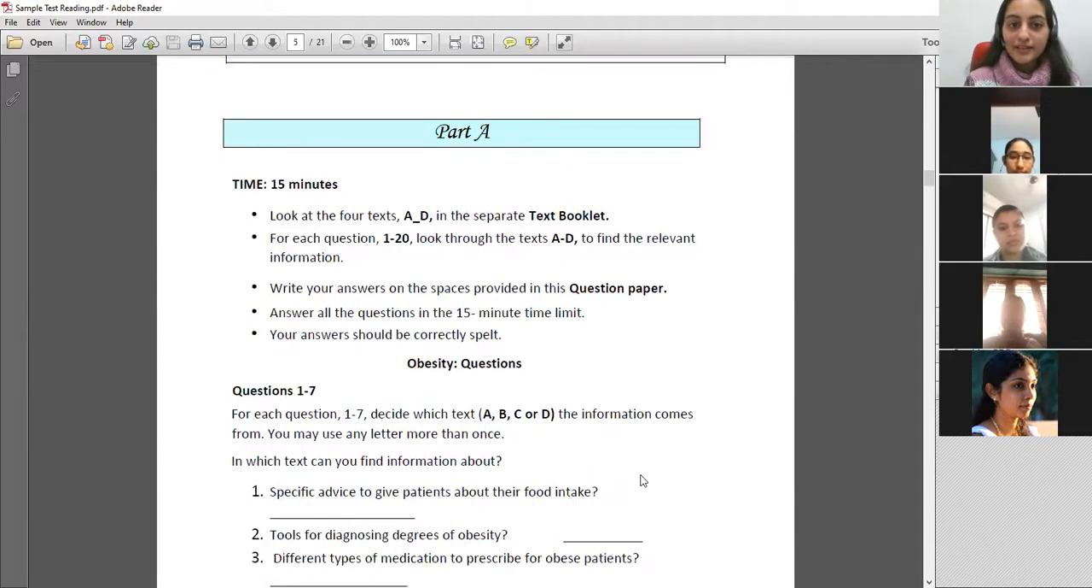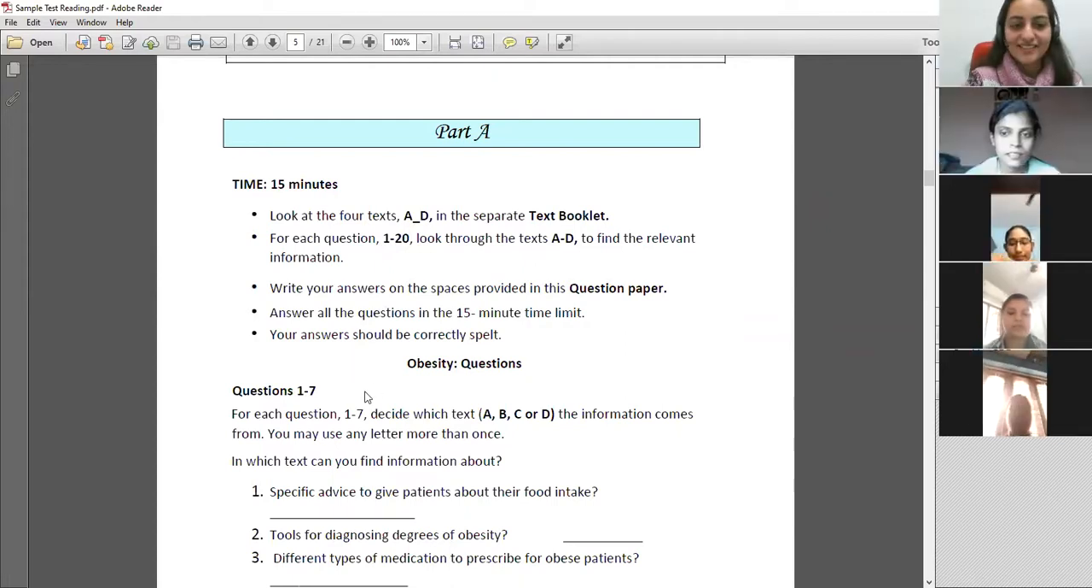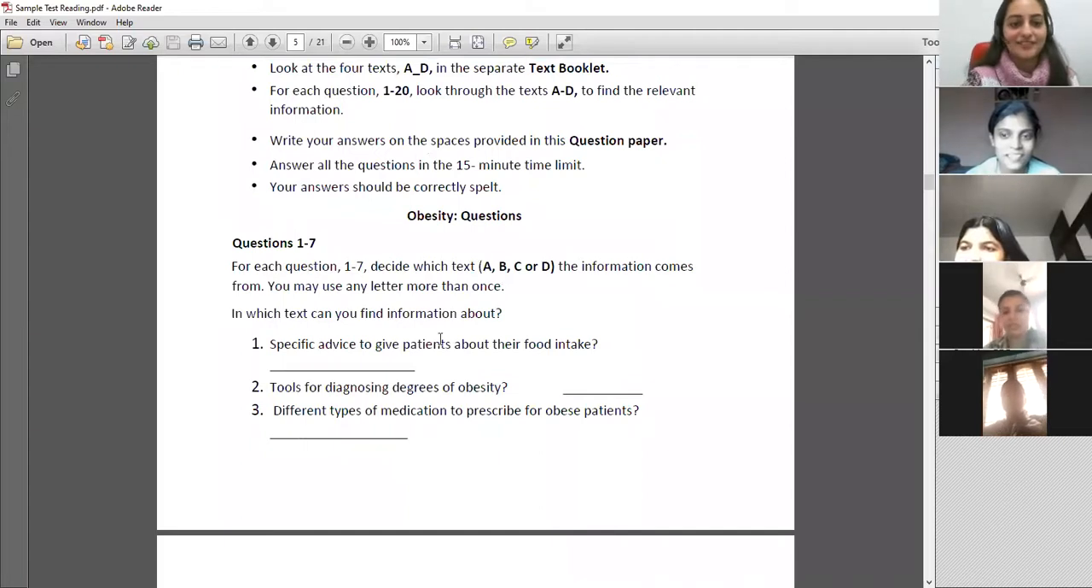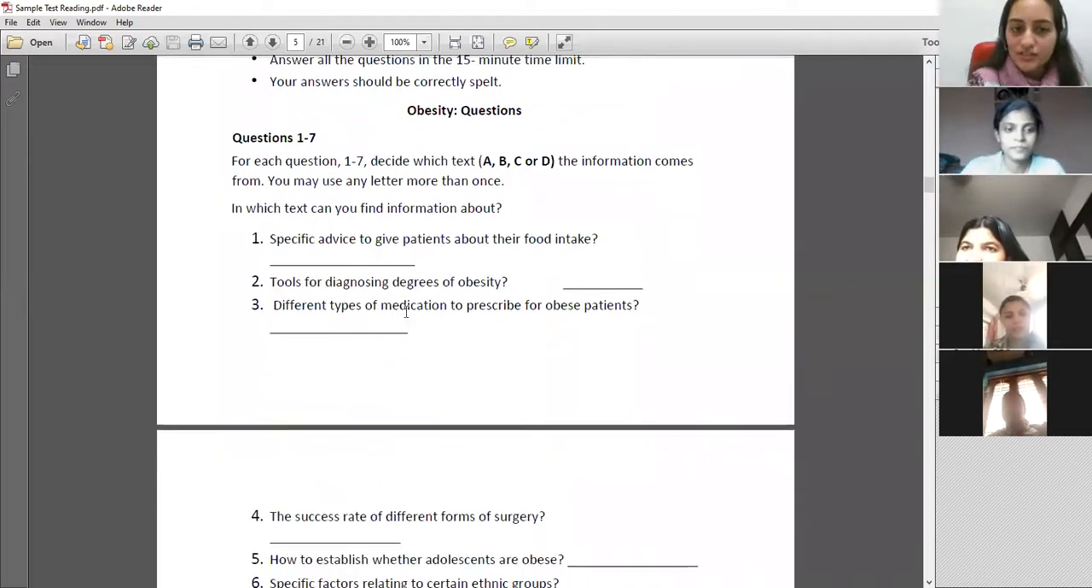Be very aware of what I'm discussing about the questions, because in the end, I'm going to ask you some questions about this. So we have 20 questions in part A. How many? 20 questions. Yes. So the first set of questions in reading part A is called matching questions. What is it called? Matching questions. Very good.